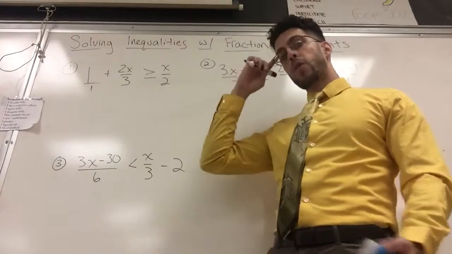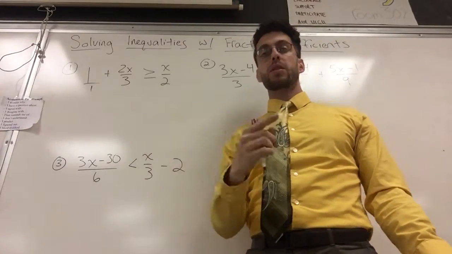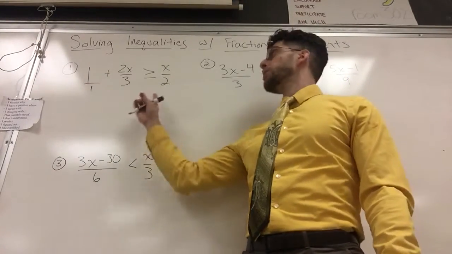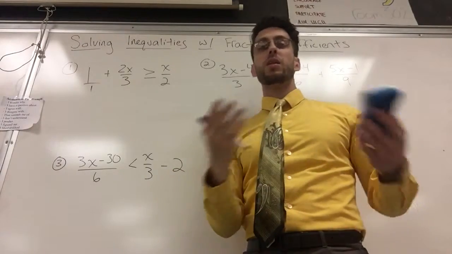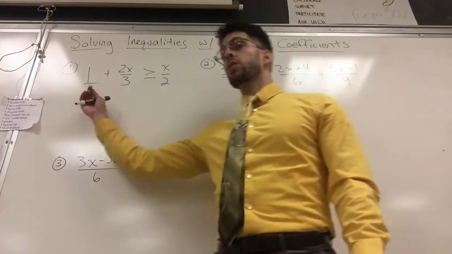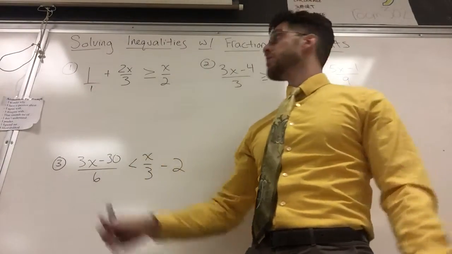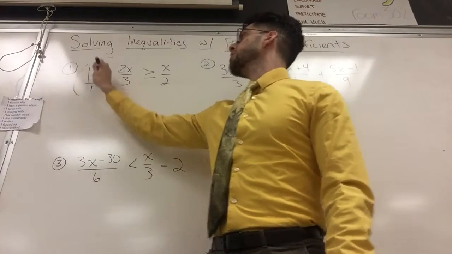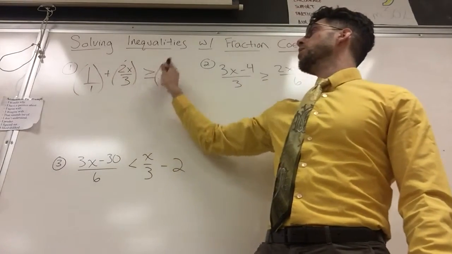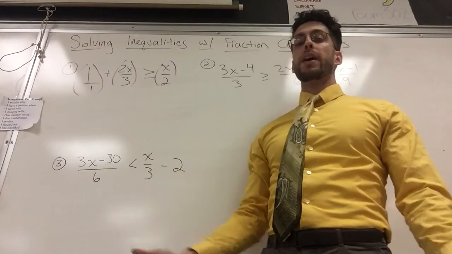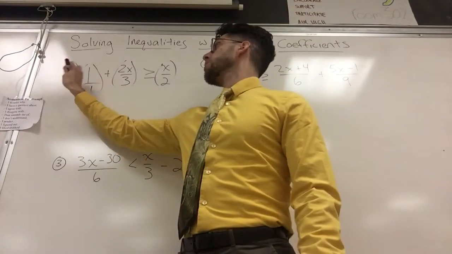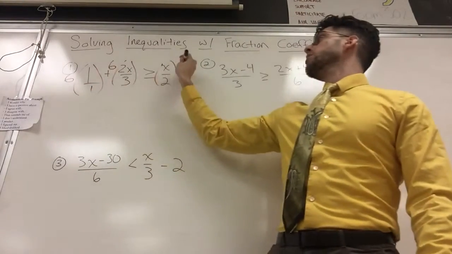6. How did I know that? Because it's easy for me to count by 3s, 3, 6, 9. Count by 2s, 2, 4, 6, 8. Oh yeah, they both go into 6, okay? Count by 1s, 1, 2, 3, 4, 5, 6. Everything goes into 6. So step 2 is multiply every single term, and there's 3 terms, all by that number 6. So 6 goes here, 6 goes here, 6 goes here.